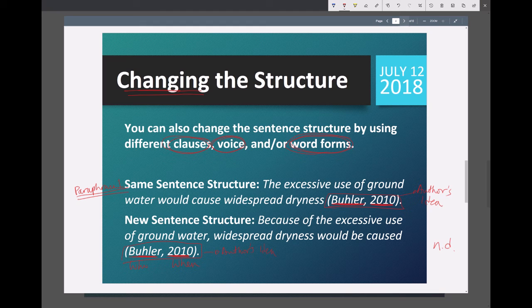Compare this with the new sentence structure. It reads, "Because of the excessive use of groundwater, widespread dryness would be caused." Okay, take a moment and circle any words that you see that are different and underline any words that are the same. You can pause this video and try it out now.